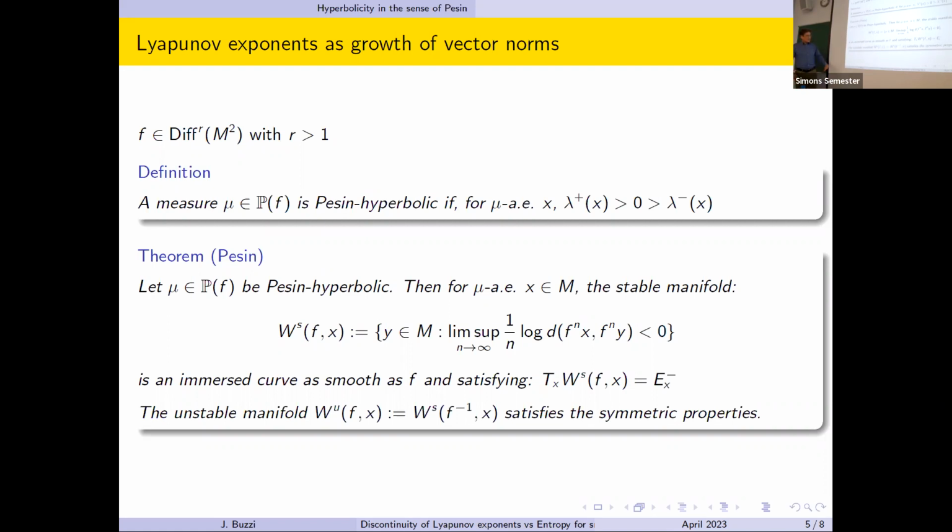And as usual, if you can define something stable, you can define something unstable just by looking at the inverse. This means the points that converge exponentially fast when you iterate backwards. So this is a generalization of what you have for uniformly hyperbolic sets. But this time it's for measures, just assuming this asymptotic property in terms of the exponents. Any question?